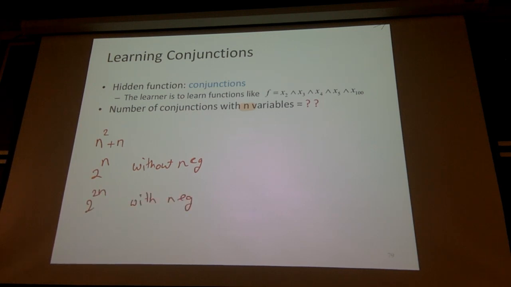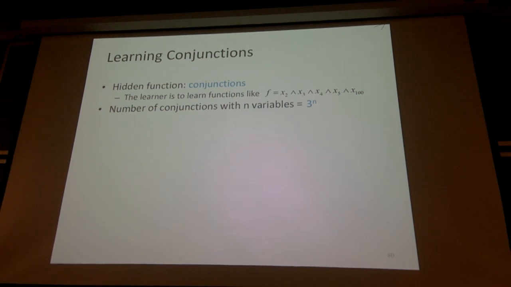This is another possibility. Anyone else? And then I'll show you the right answer. You were close though. What you said is almost the right answer. I'm not going to worry about plus ones and minus ones. Anyone else? Let me show you the answer. It's 3 power n, not 2 power n, when you consider negation.